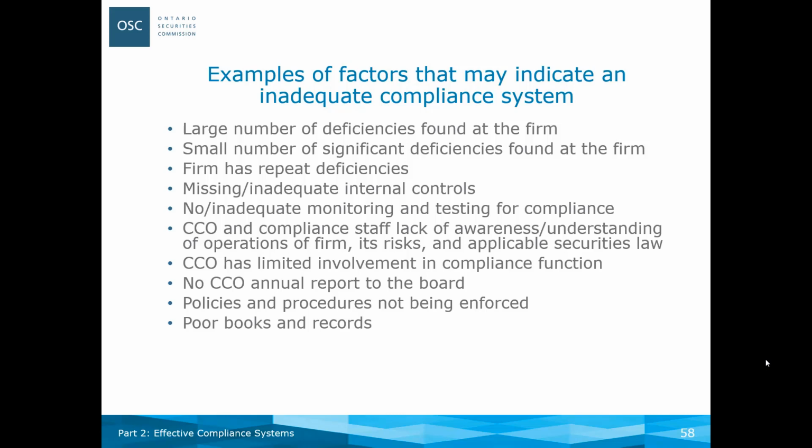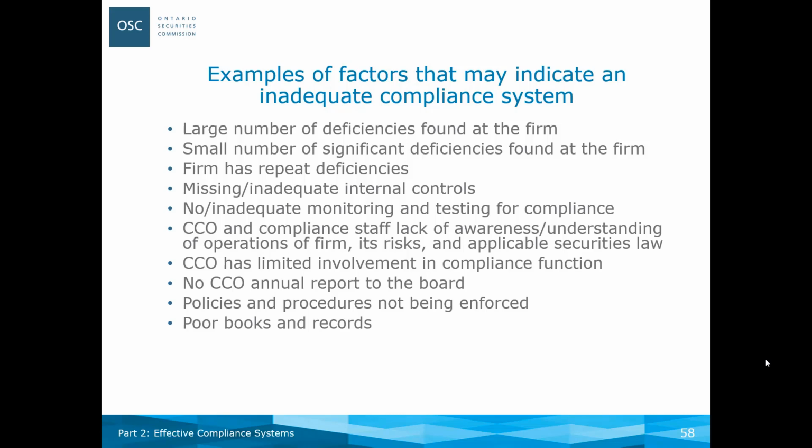So some examples of factors that may indicate an inadequate compliance system include a large number of securities law deficiencies found at the firm, or a small number but serious deficiencies. If the firm has repeat deficiencies, and this raises concerns as deficiencies that were previously identified should have been corrected by the firm. If there are no internal controls or policies for significant areas of operations. If there's no monitoring for compliance on key areas, such as no review of employee personal trades.